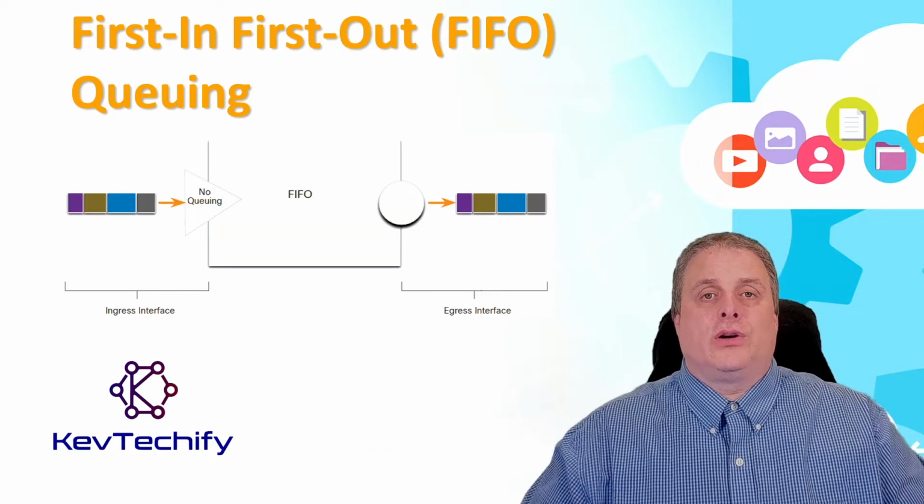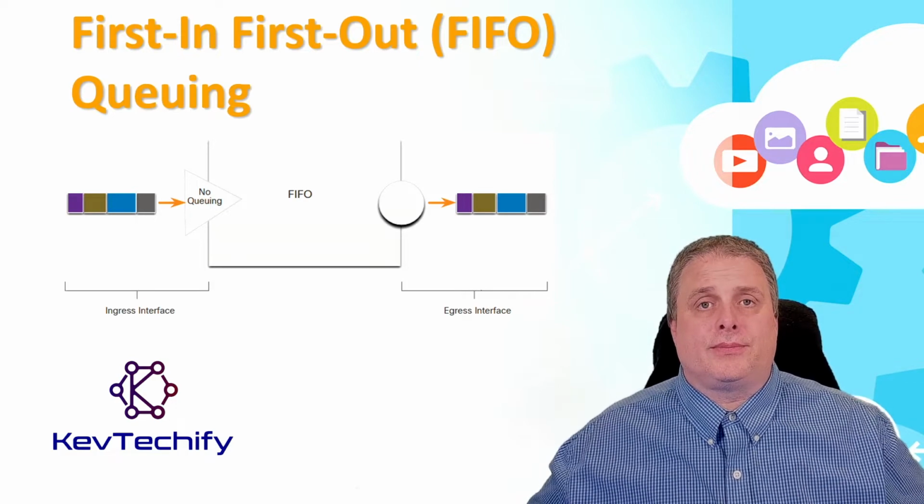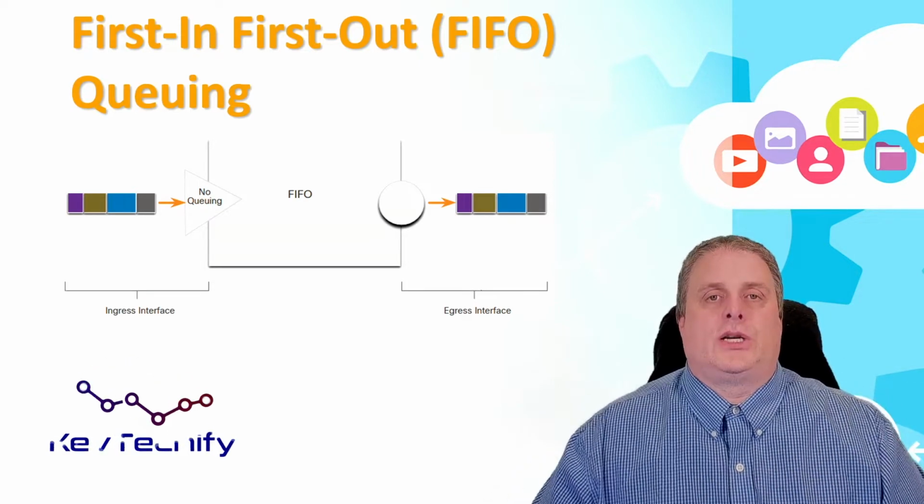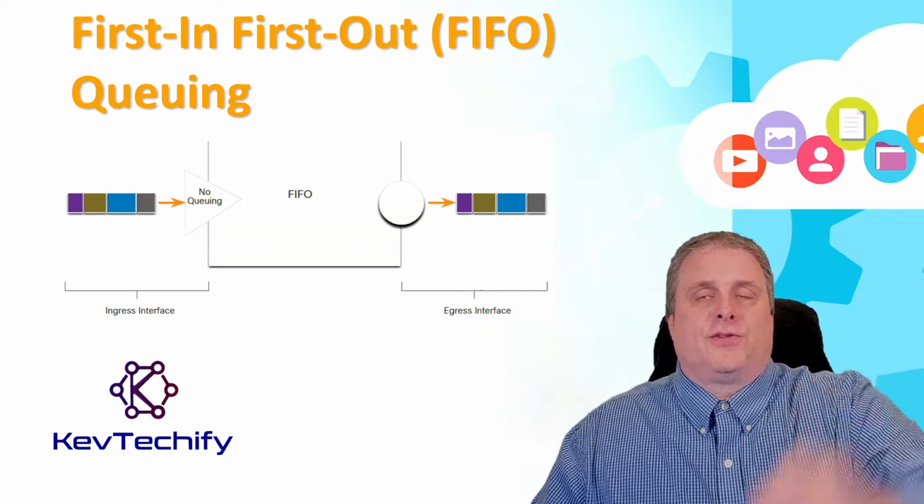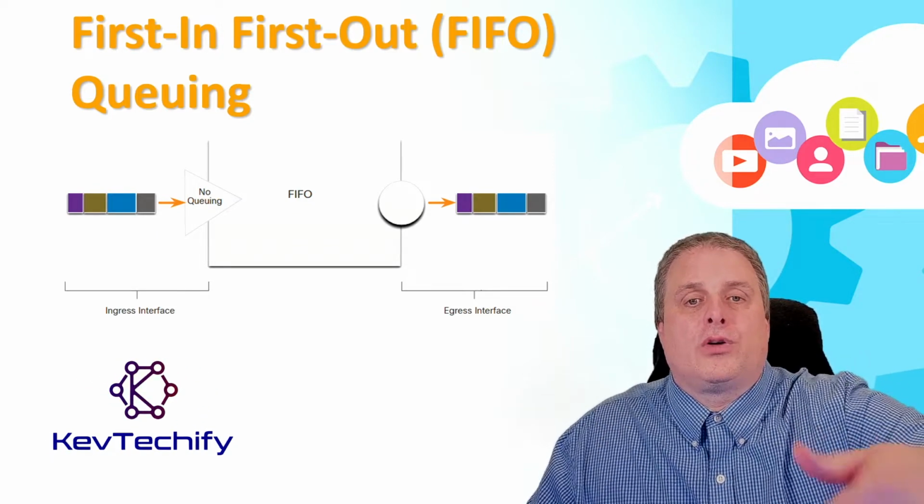First in, first out, or a lot of people call it FIFO queuing. Basically, there's no QoS here. There's no quality of service. The first packet in the router is the first packet to get routed through the router and sent out the interface.